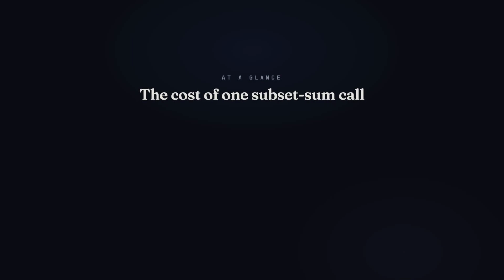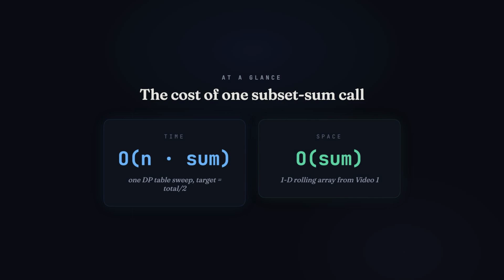Complexity comes straight from the solver we used. One subset sum call with target total over 2. Time, order n times sum. Space, order sum with the one-dimensional rolling array.